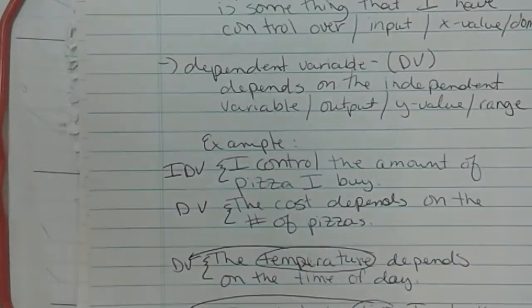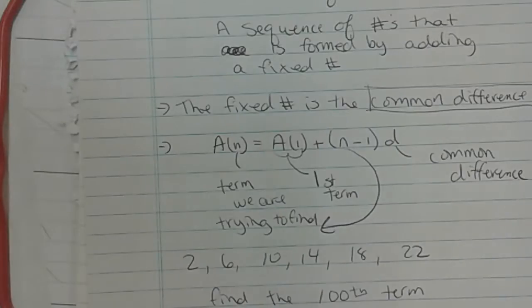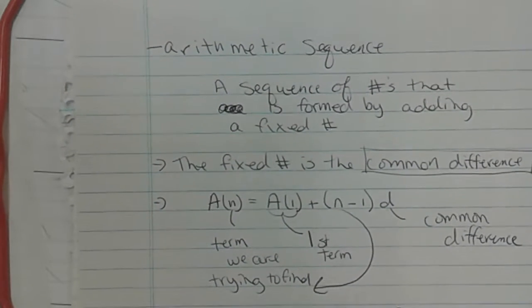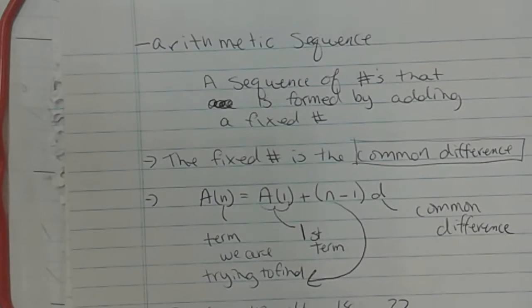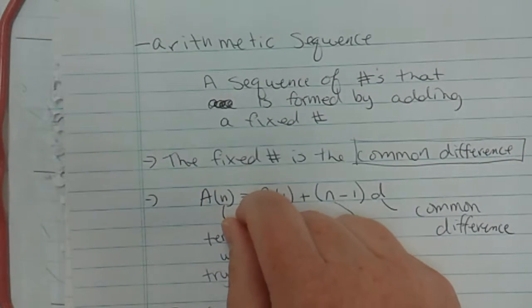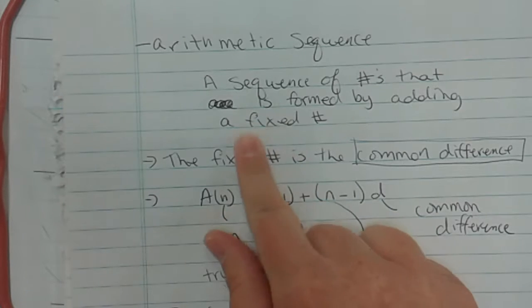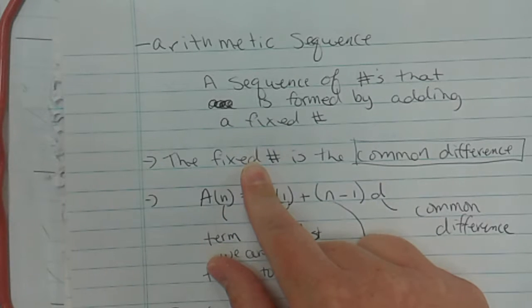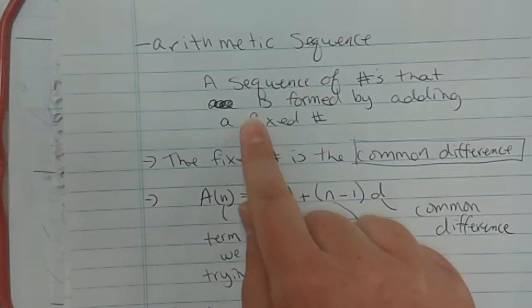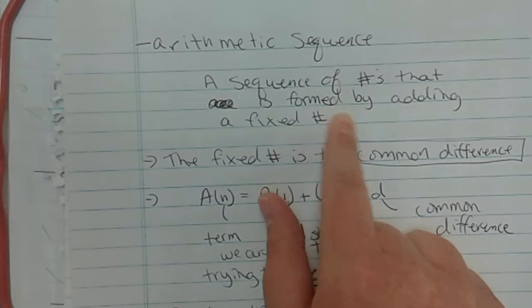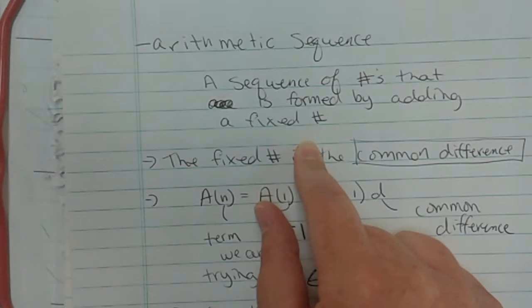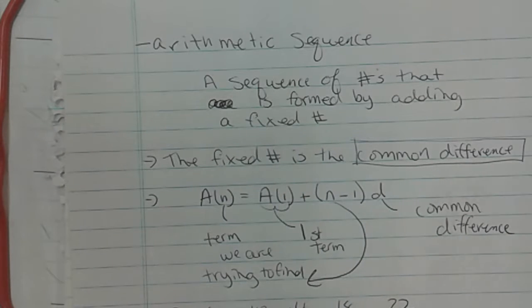Okay? So another term that you need to know is an arithmetic sequence. Arithmetic sequence was towards the end of the school year for you guys last year. It may not have been really hit very hard, but we are going to be doing a lot of that when it comes to functions in this chapter. An arithmetic sequence is a sequence of numbers that is formed by adding a fixed number. Notice I didn't say multiplying or dividing. I said adding.